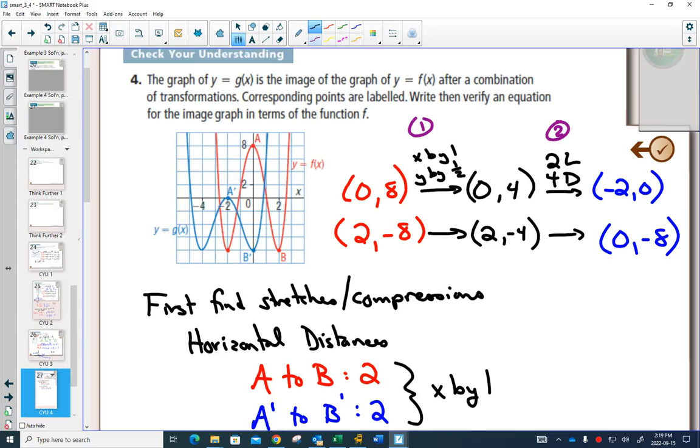And so that step of looking at horizontal distances and vertical distances was very important. I'll write the image here, but I'll go over it when we start class tomorrow. So the equation then, putting all of this together, in terms of f, outside the function would be a half. Inside the function, we have 2 to the left and 4 down. And the question for practice is number 9.